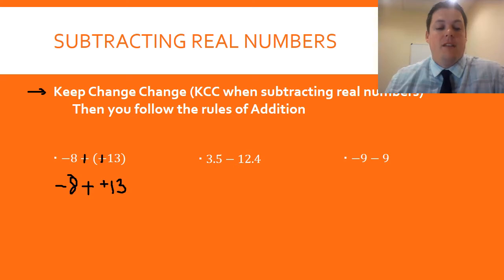So now we have negative 8 plus 13. So we now follow our rules for addition. Since we're adding, signs are different. So we find the difference of the numbers, and we keep the sign of the larger number, which in this case is positive. So negative 8 minus negative 13 gives us the answer of plus 5.